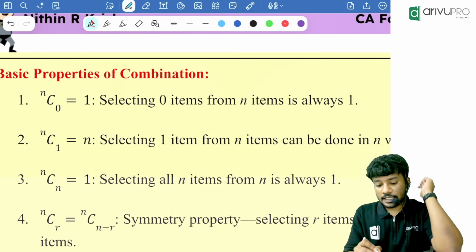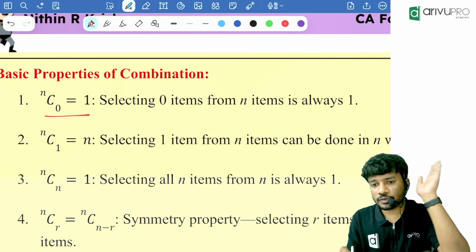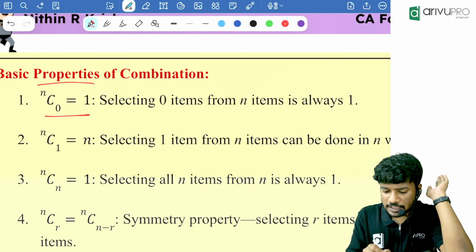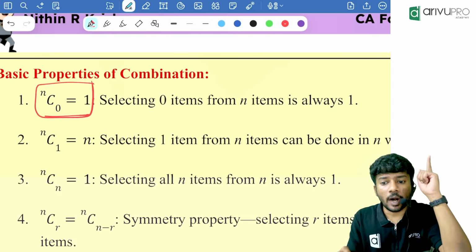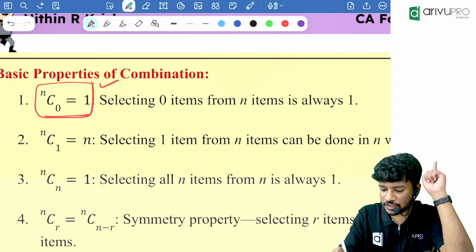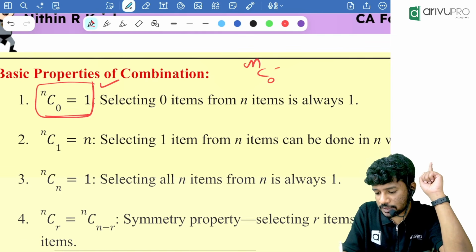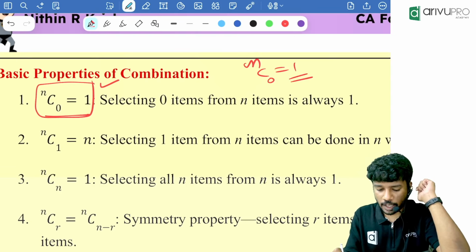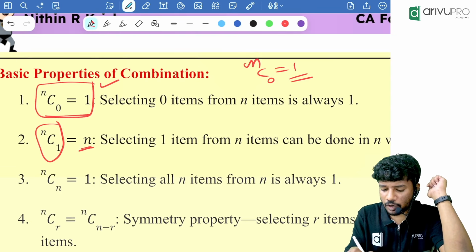Okay. NC0, from 1:30 to 3:30. That is the timing. NC0 is equal to how much? 1. Keep a note of it. These things are basics now. You need to remember it. NC0 is equal to 1. Then NC1 is equal to how much? N. NC1 is equal to N.